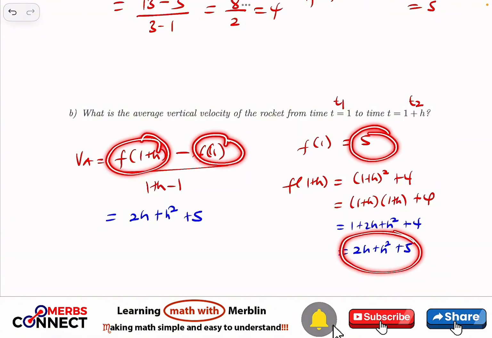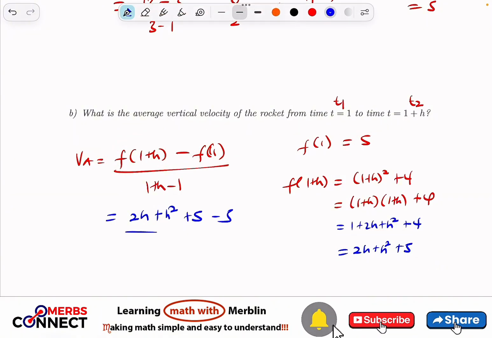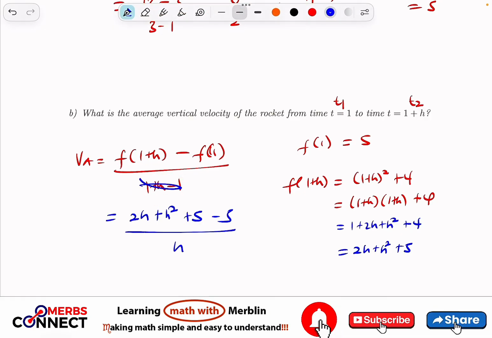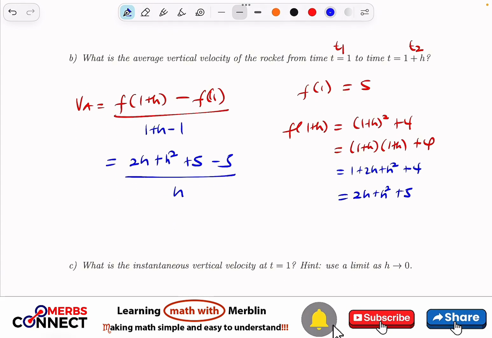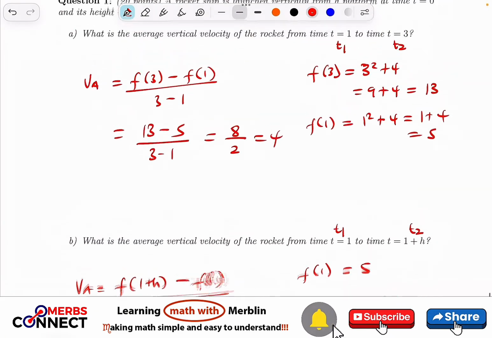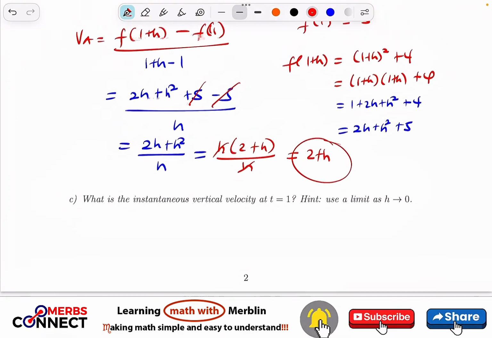So we are going to have minus 5 divided by h, because, let me write it well, this is 1 plus h minus 1. So this is going to give us 2h plus h squared divided by h, because this will cancel this. And we are going to have h out, 2 plus h divided by h. And this is going to give us this. So I think this is the same as, because we are just changing the constant from 10 to 4, we are getting the same results.